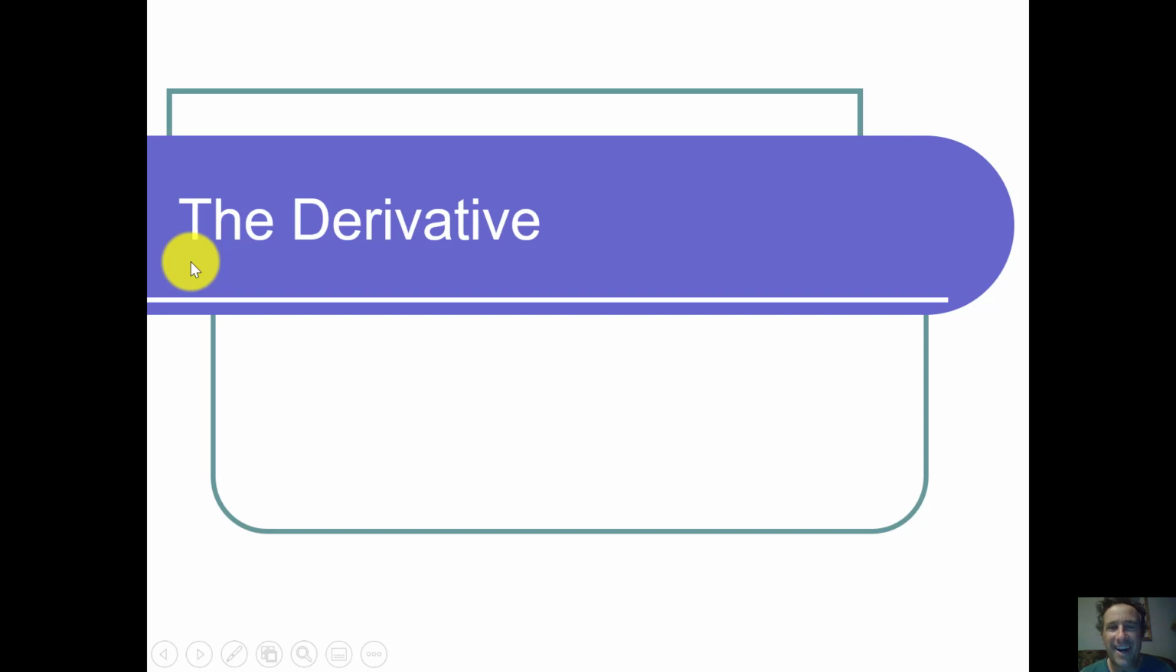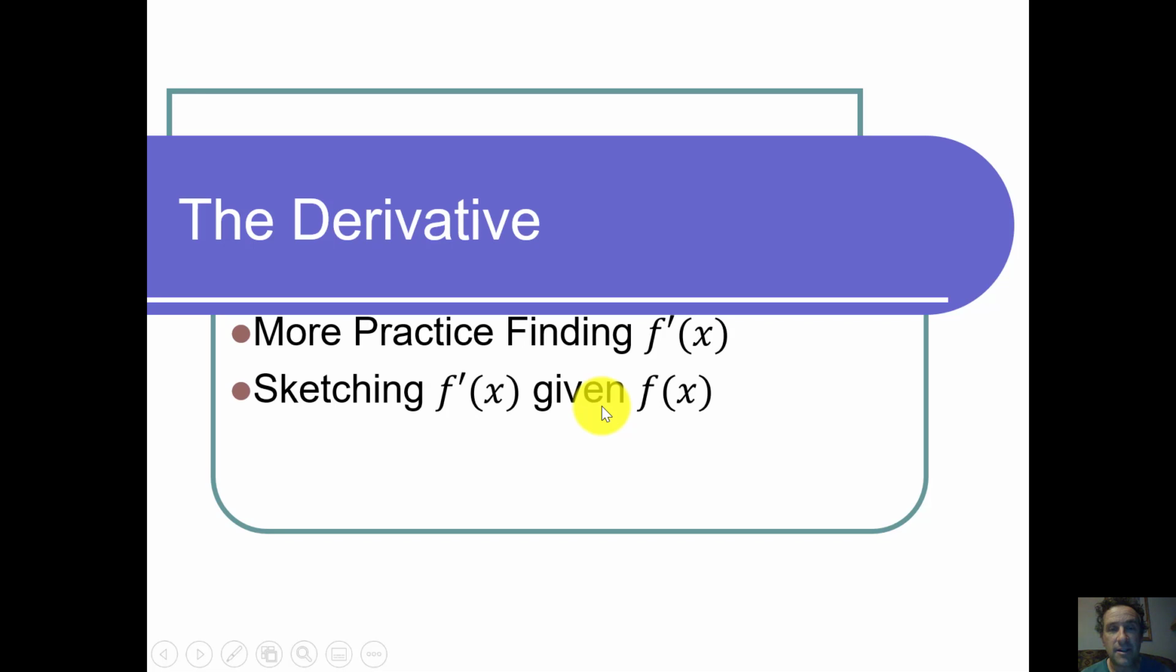This is a video on the derivative. The plan is to start out by practicing finding the derivative of a function, f prime of x. And then after that, we're going to figure out how to sketch the derivative of a function, f prime of x, if we're given the sketch of f of x.